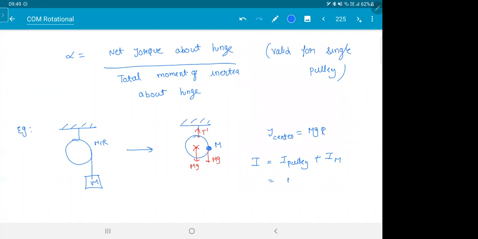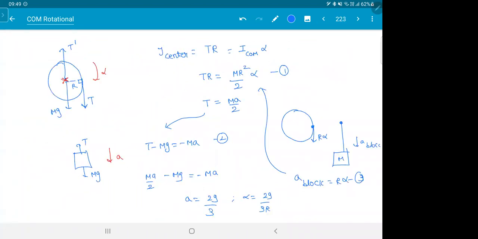The pulley's moment of inertia is how much? It's a disk, so MR squared by 2. What is the particle's moment of inertia? Mass into perpendicular distance. Does it make sense? So the particle is mR squared, the pulley is this thing, so total 3 by 2 MR squared. So what is alpha? Torque by I. Torque is mgR over 3 by 2 MR squared, which gives 2g by 3R. What is acceleration? R alpha, which is 2g by 3. Same answer.